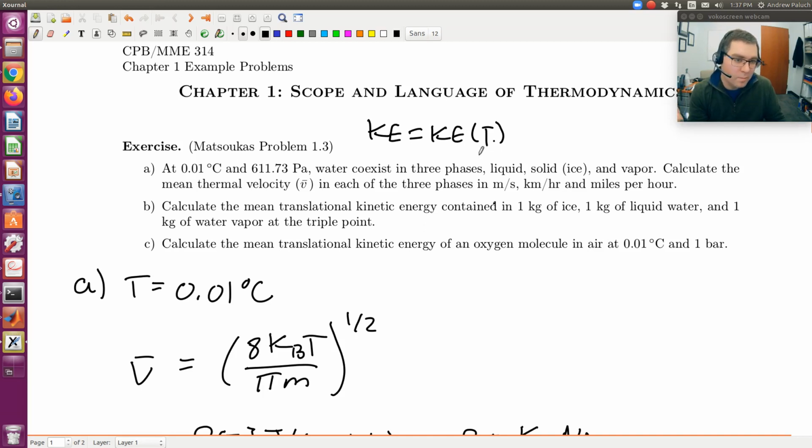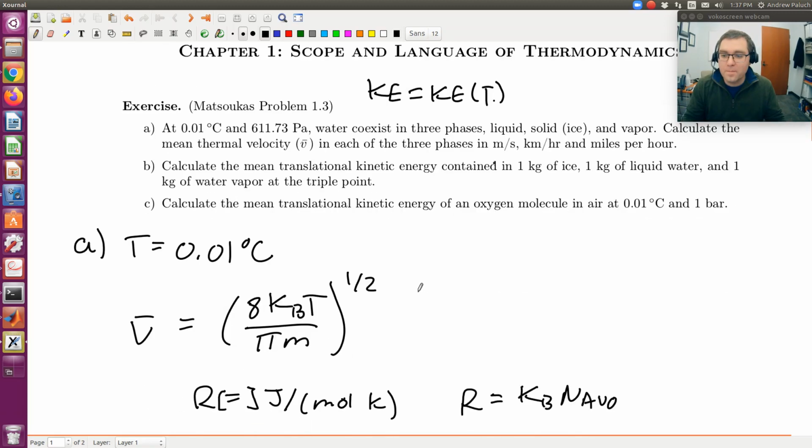We'll go to our Maxwell-Boltzmann note, figure out our equation for kinetic energy. That'll allow us to calculate molar kinetic energy, and then we'll translate that to an extensive kinetic energy because we're told that we have 1 kilogram of sample here.